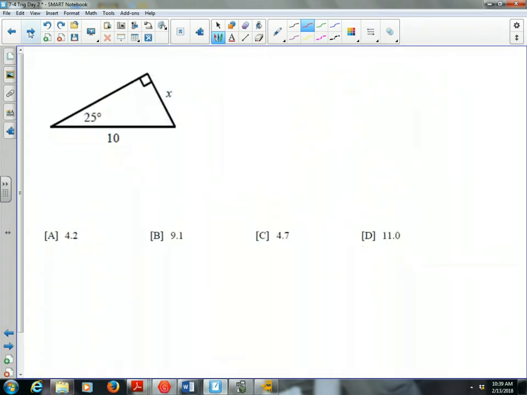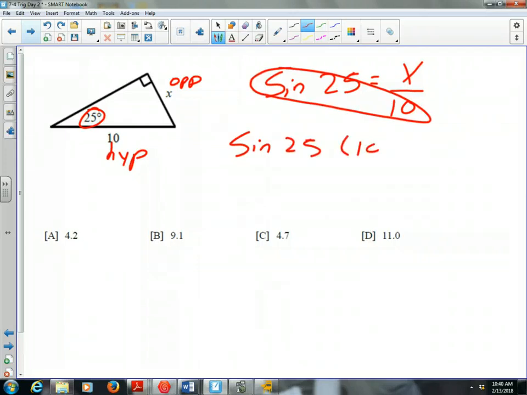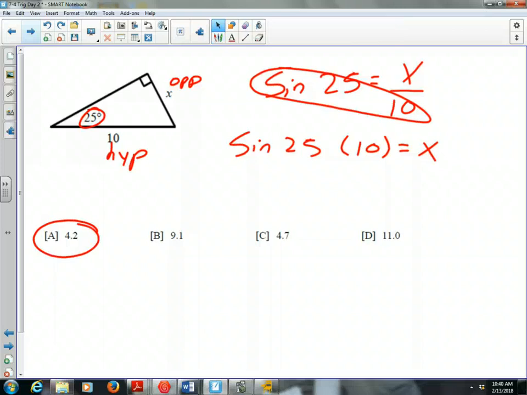And then you did this one on your own, and you did awesome. I know you did, because you used the sine function, because you have the opposite and the hypotenuse. So of course the sine of 25 is what you wrote. That equals opposite over hypotenuse, x over 10. You cross multiplied these, and you had so much fun doing it too. You multiplied that by 10. And so when you took sine of 25 times 10, you got 4.2. And it was so much fun, wasn't it, everybody? It's amazing how these trigonometric ratios work.